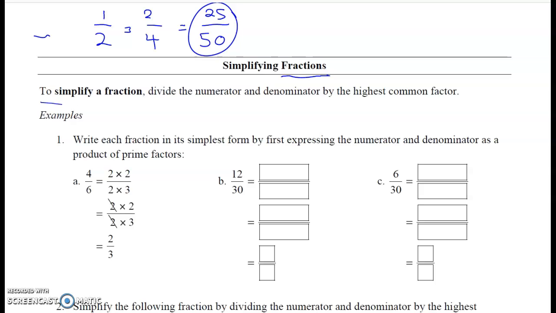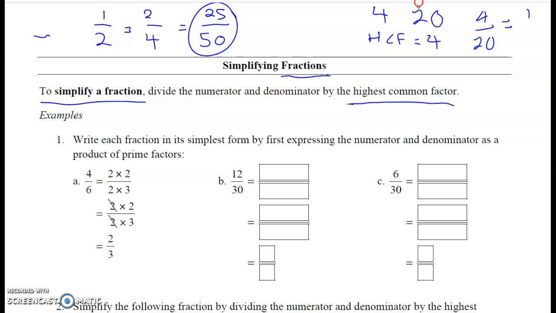And to do that, to simplify a fraction, we divide the numerator and the denominator by the highest common factor. So in the last topic, we looked at what the highest common factor is. It's when you have two numbers and you look for the highest common factor. So if we had 4 and 20, then the highest common factor of those two numbers would be equal to 4. So if I divide both 4 and 20 by 4, 4 out of 20 would become 1 out of 5.